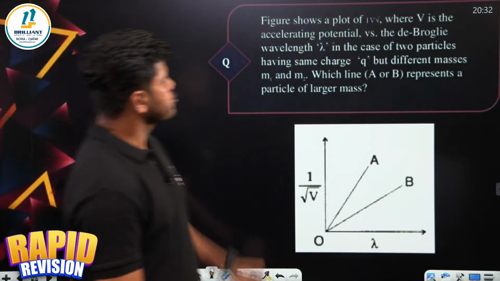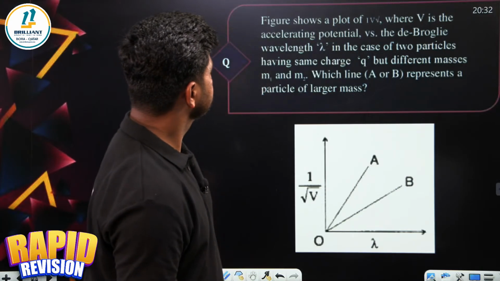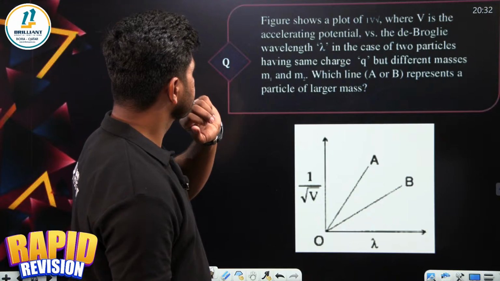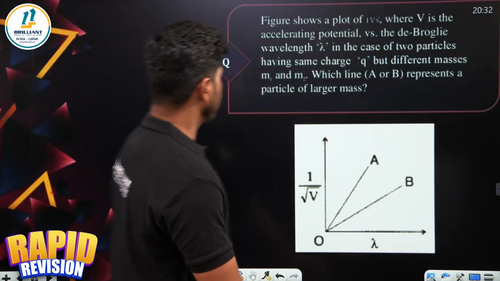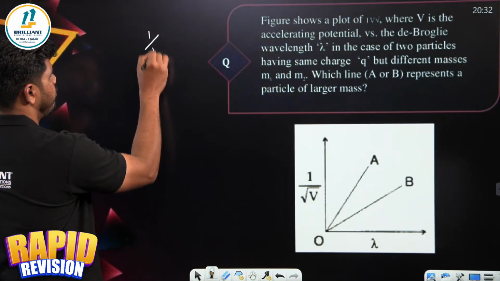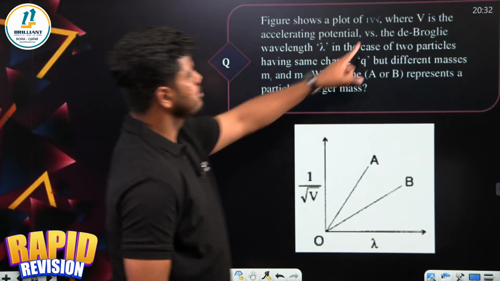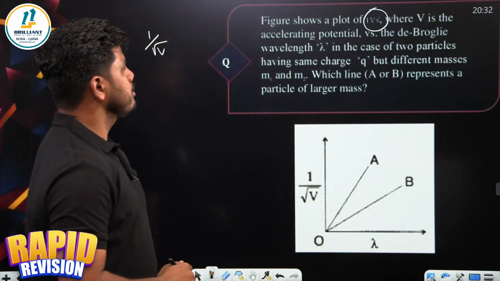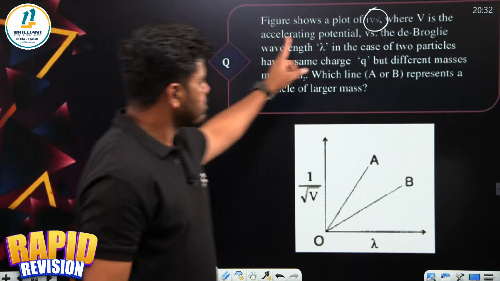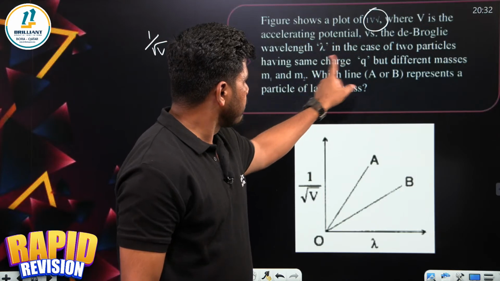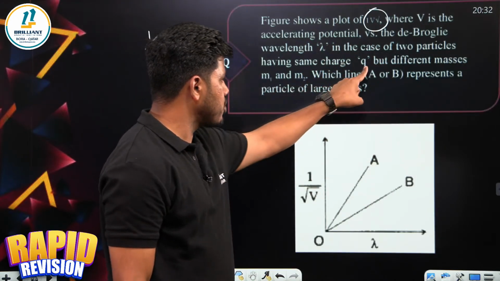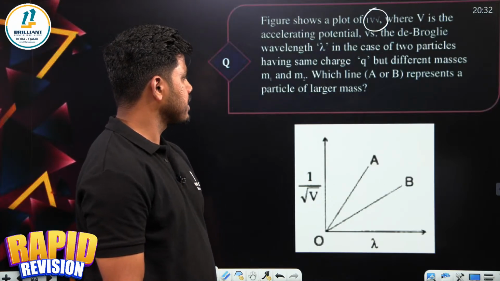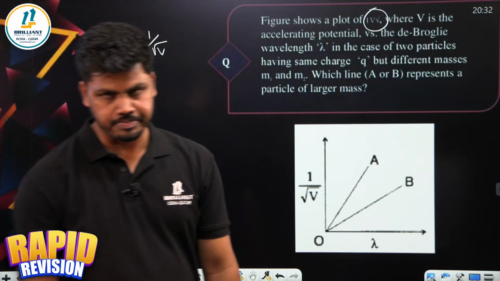Yeah, one more question. Figure shows a plot of 1 by root of V. Are you able to see that properly? 1 by root of V. That is the term here. 1 by root of V, where V is accelerating potential, versus de Broglie wavelength lambda. In the case of two particles having the same charge Q but different masses M1 and M2, which line, A or B, represents a particle of larger mass?